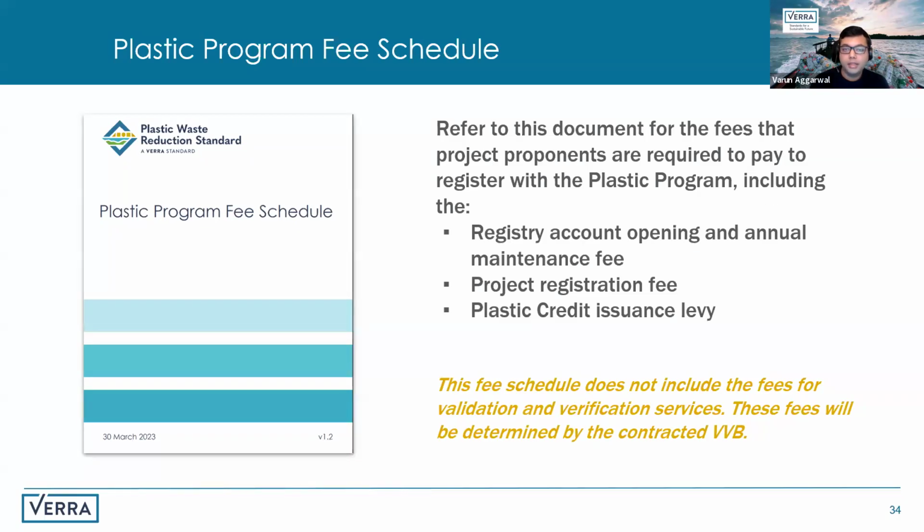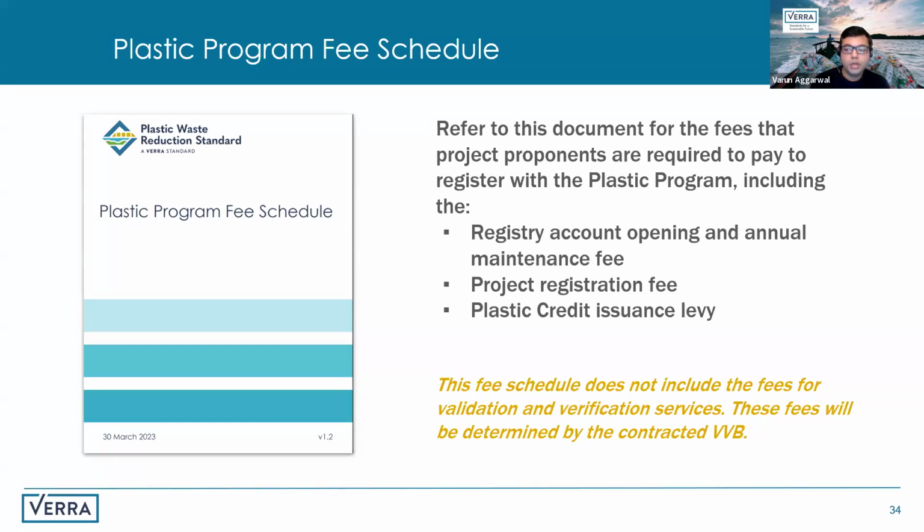And lastly, there is the plastic program fee schedule, which is another important document that lays out all the various fees that are required to be paid by the project proponents to register with the plastic program. So there are three main components for this fee: the registry account opening and the annual maintenance fee. There's a project registration fee to be paid at the time of registration, and also the plastic credit issuance levy that is to be paid as and when issuances are requested for plastic credits.